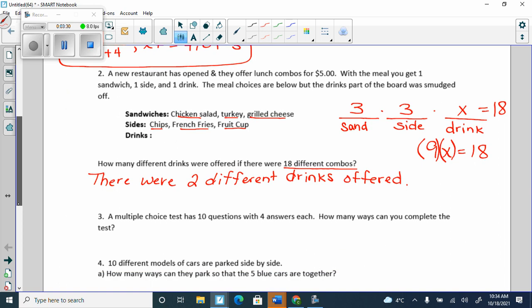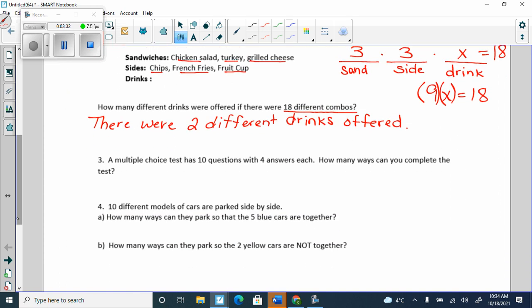Then the next one says a multiple choice test has 10 questions. So if there's 10 questions, we have 10 blanks. Number 1 and number 2 and number 3 and number 4 and number 5 and number 6 and number 7, number 8, number 9, number 10. And each of them has 4 answers. So this one's not a real hard one, right? It's going to be 4 in each blank.